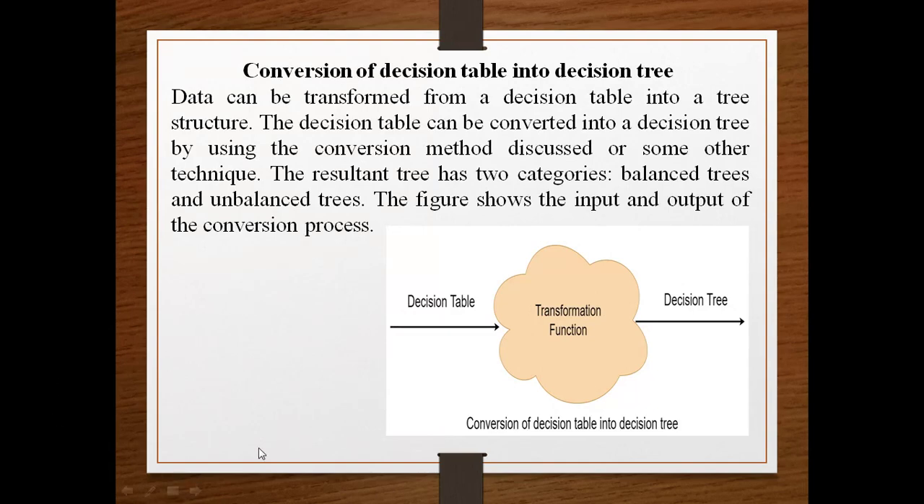Now, conversion of a decision table into a tree: as I told you at the start, you can convert a table to a tree and vice versa. Data can be transformed from table to tree. The decision table can be converted into a decision tree by using a conversion method. The resultant tree has two categories, balanced tree and unbalanced tree. So this is decision table and decision tree transformation.